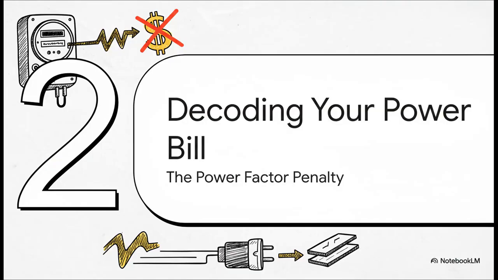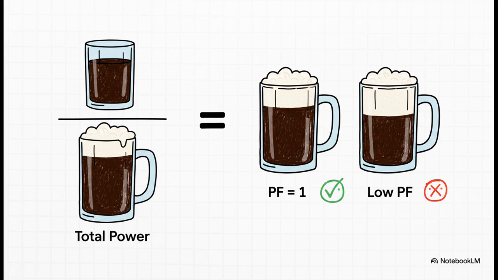And this is where it hits your wallet. That useless foam, that reactive power, doesn't just disappear. It shows up on your electricity bill, usually as a pretty nasty penalty. Let's decode how that actually works. The magic number here is called the power factor. It's really just a simple score. It's the ratio of the useful power, the liquid, to the total power you're drawing, which is the entire mug. So, a perfect power factor of 1 means your mug is all liquid, 0 foam. Awesome. But a low power factor, well, that means you've got a whole lot of wasteful foam, and that's when you start paying for it.